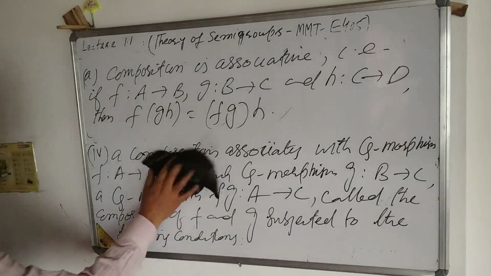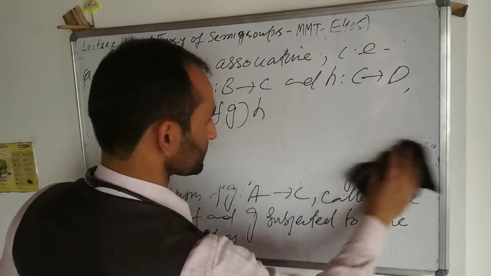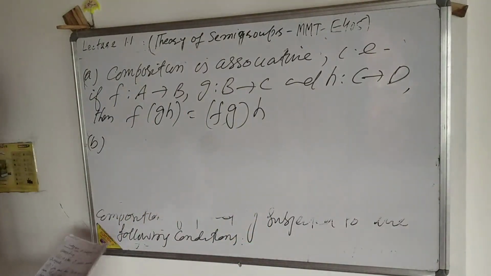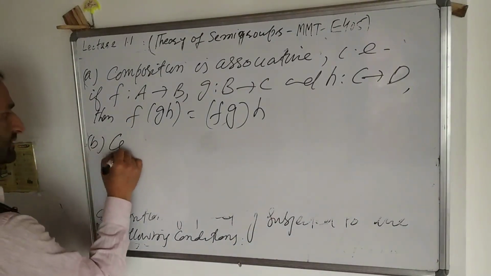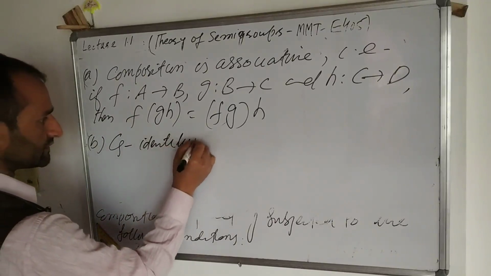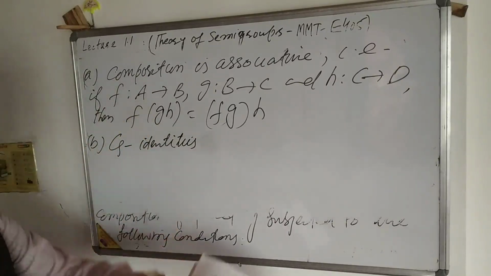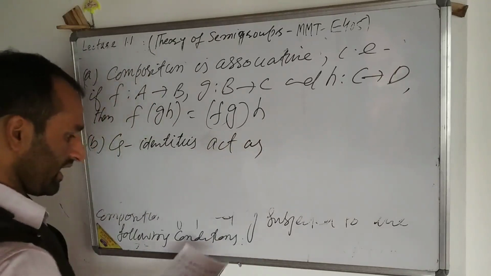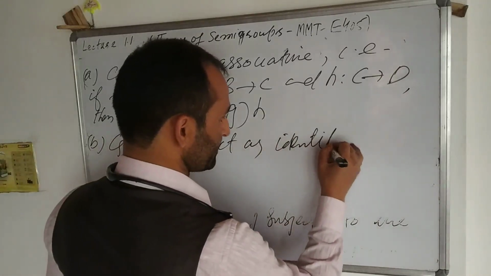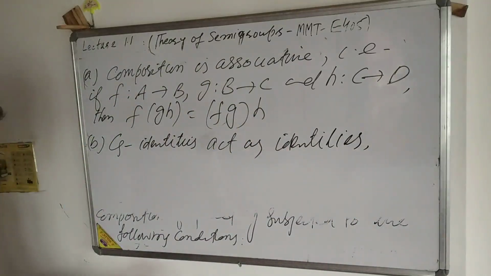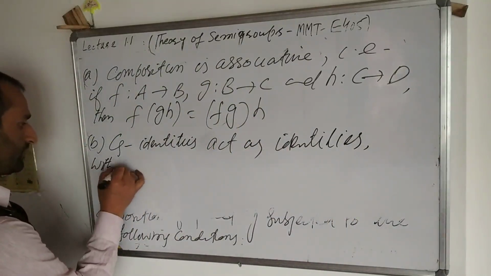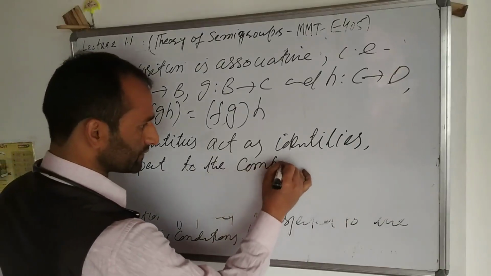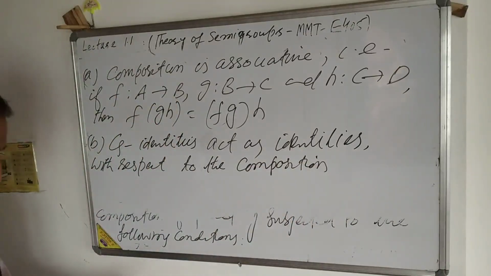And the second property of the composition is that the C identities act as identities with respect to the composition. That means for any object A, I can define the identity on A, which is called the C identity. So these C identities act as identities, like in the case of functions, with respect to the composition.